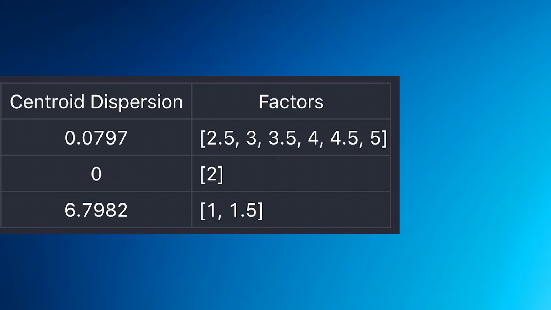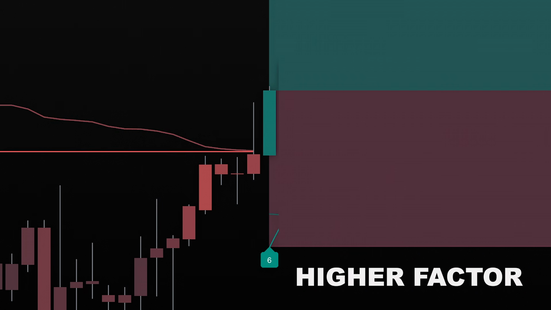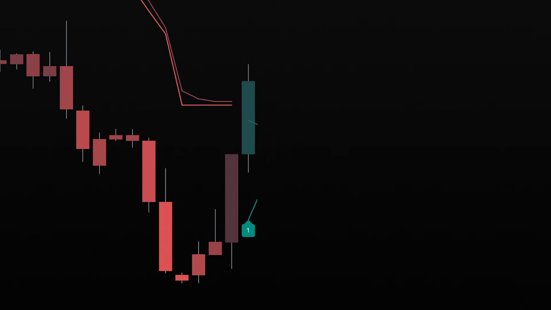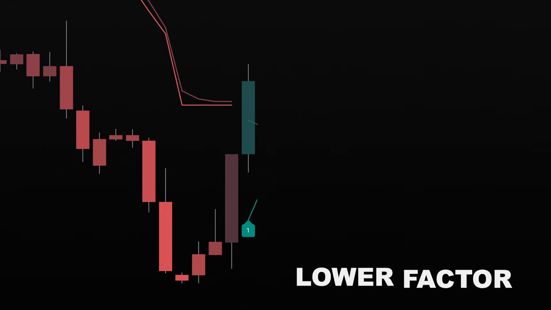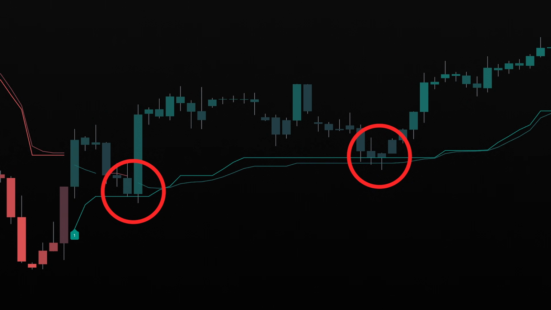The factor column shows the average supertrend factors used within each cluster. Higher factors indicate wider stop levels, which are less sensitive to price fluctuations, while lower factors indicate tighter stops, which follow price more closely, but may trigger more frequently in volatile or noisy markets.